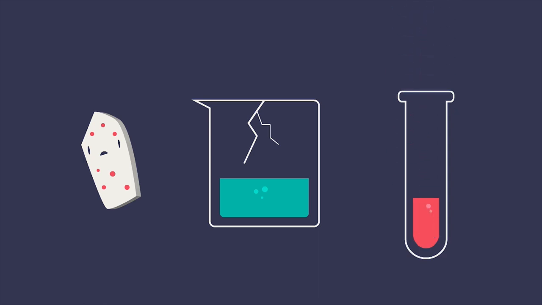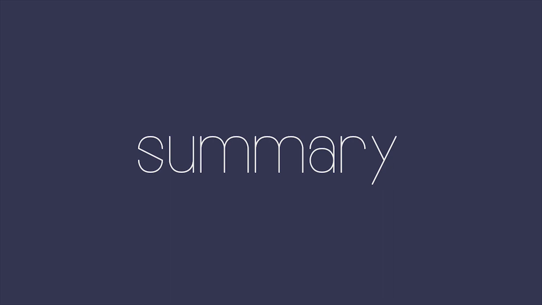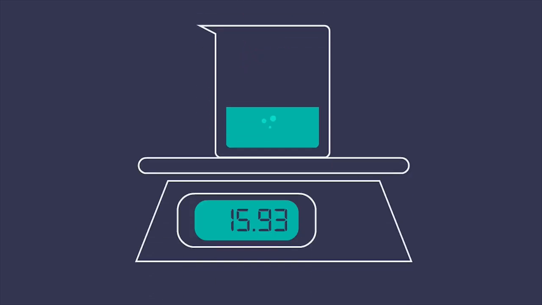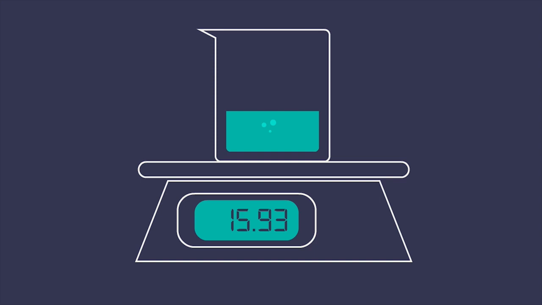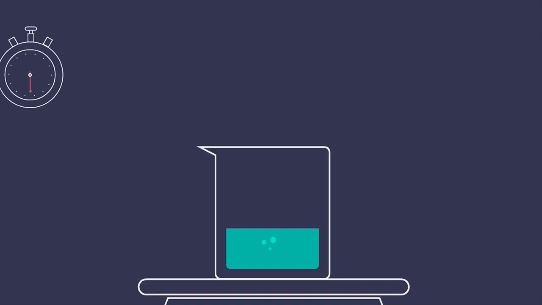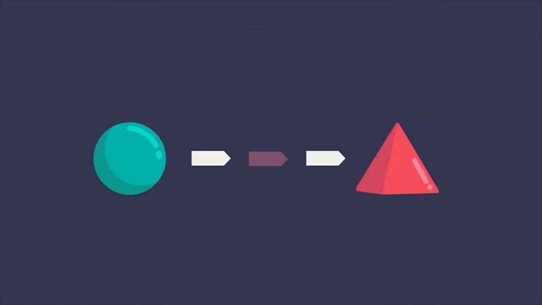So, in summary, you can observe a loss of mass in a chemical reaction when one or more of the products escapes as a gas in the open vessel. You can measure the mass that's been lost by placing the reacting vessel on an electronic scale and recording measurements at regular intervals. From this, you can work out the rate of the reaction.